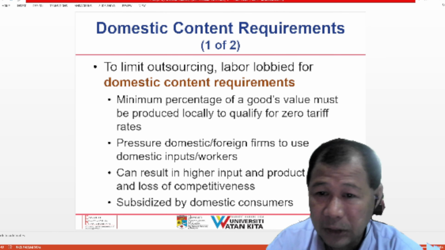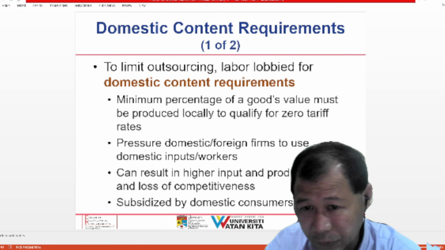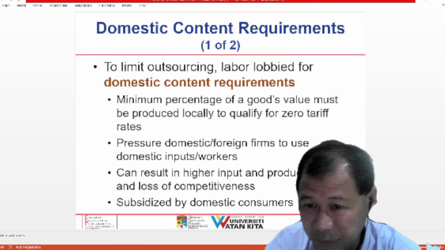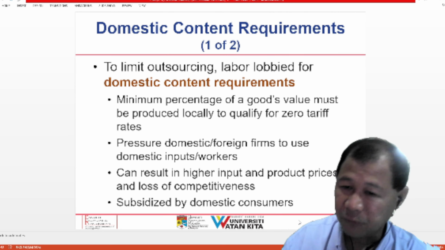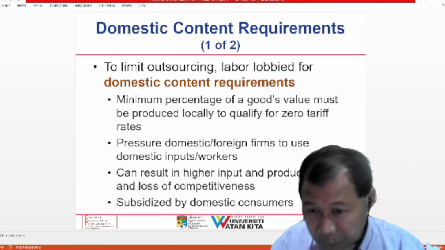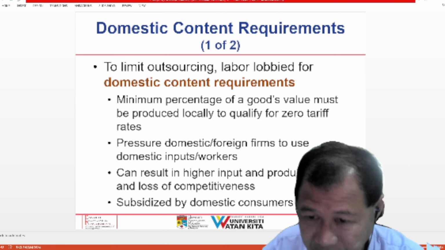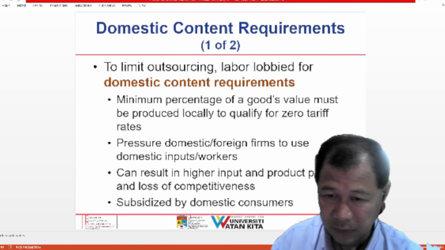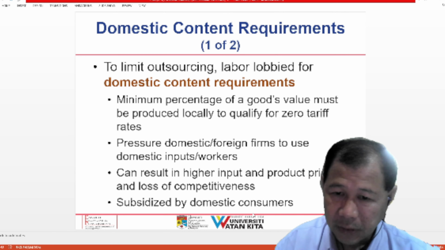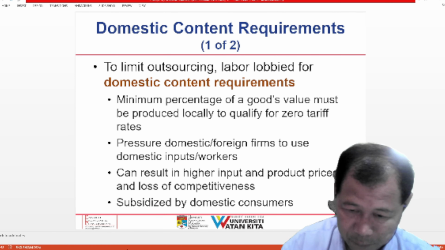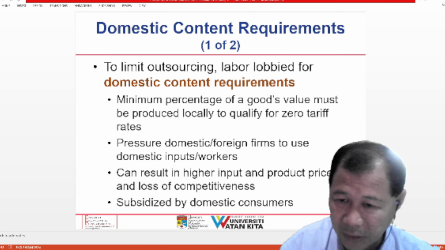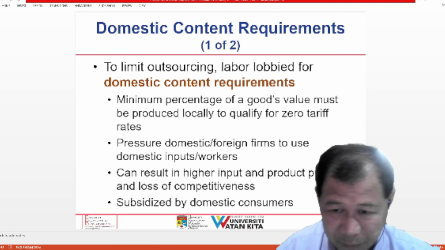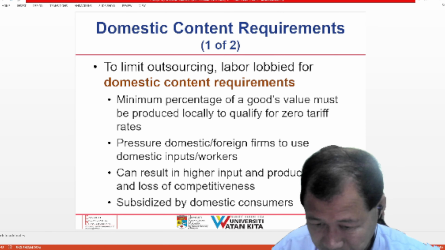To limit outsourcing, labor lobbied for domestic content requirements. A minimum percentage of goods value must be produced locally to qualify for zero tariff rates. Pressure on domestic and foreign firms to use domestic inputs or workers can result in higher input costs and prices, and loss of competitiveness, and to the effect of being subsidized by domestic consumers.